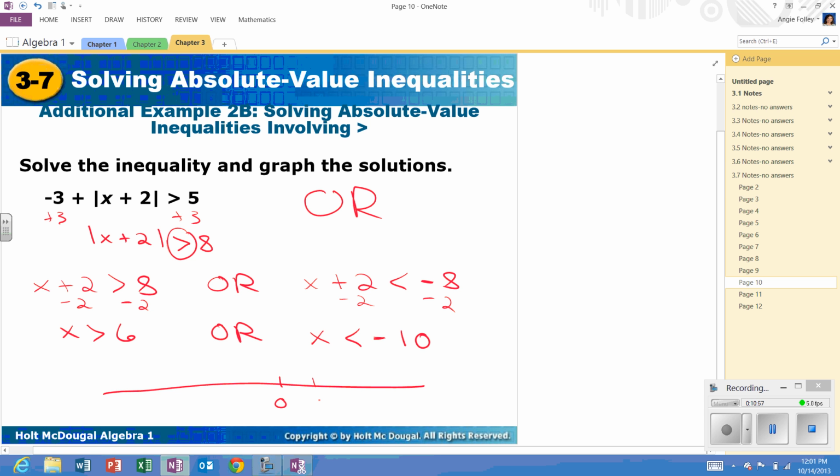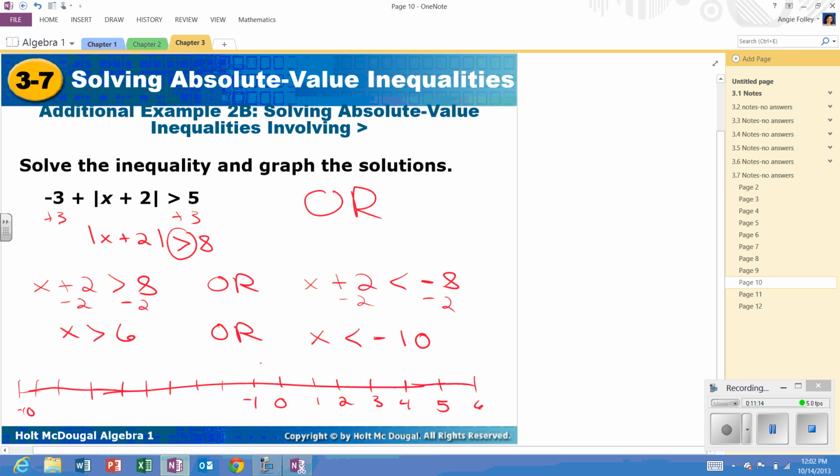0, 1, 2, 3, 4, 5, 6, -1, -2, -3, -4, -5, -6, -7, -8, -9, -10. Sorry, I had to go way down here.